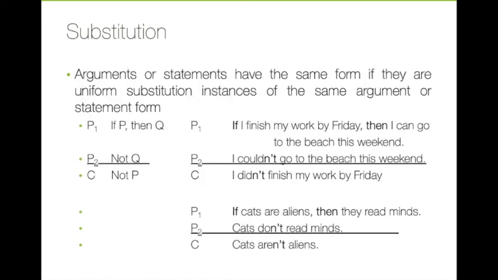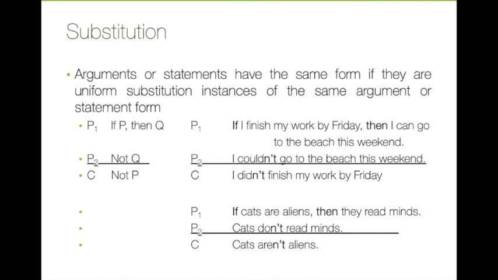Why do we have this notion of a uniform substitution instance? It's because arguments and statements have the same form if they are uniform substitution instances of the same argument or statement form. So here we can say that these two arguments to the right have the same form because they're both uniform substitution instances of the argument form on the left there. So this is the same argument form we looked at before. The first argument is the one we saw before too.